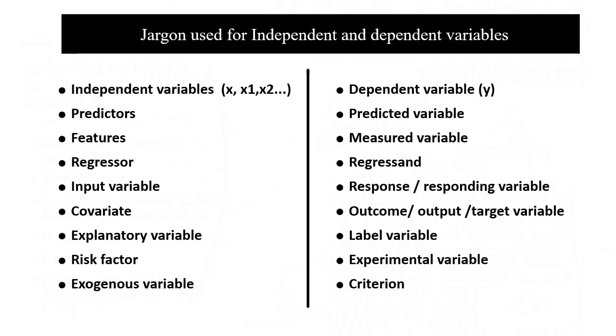So we'll start off with the jargon used for the independent variables and the dependent variable. When you study literature for regression or any other machine learning algorithm, you'll find words like: predictors, features, regressor, input variable, covariate, explanatory variable, risk factor, exogenous variable. All these are just mentioning the x's, the variables based on which y is dependent. So y is known as dependent variable, or predicted variable, or measured variable, or regressand, or response or responding variable, outcome, output or target variable, label variable, experimental variable, criterion.